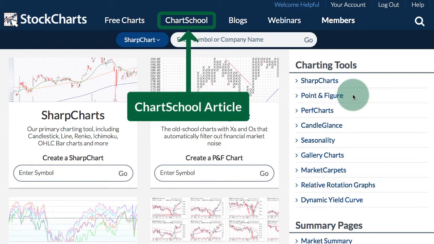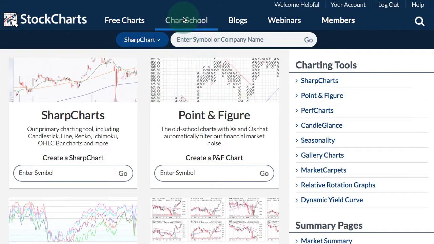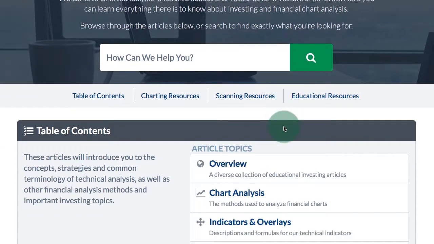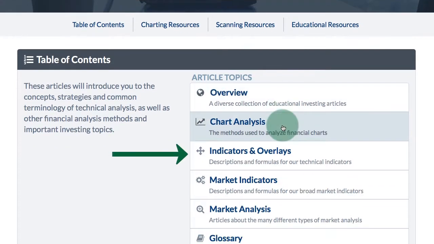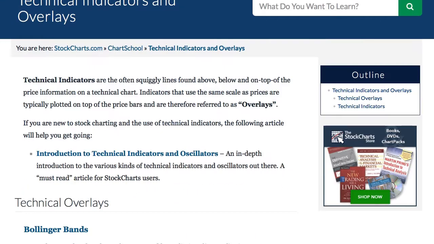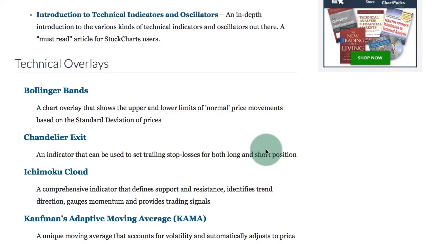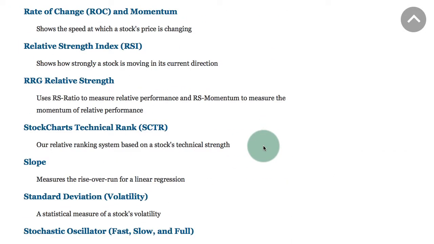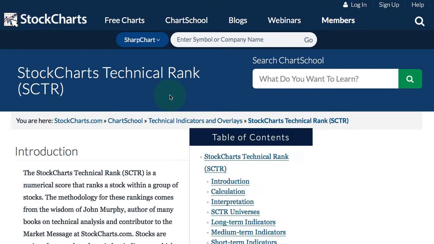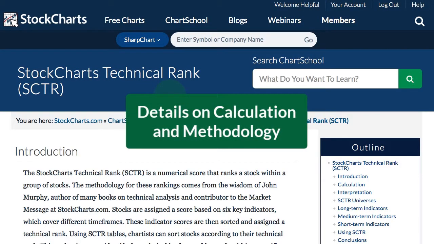Indicators and weightings. If you want to see some written documentation on scooters, the methodology and the indicators, you can find a very detailed article in our chart school. So you can see the link for the chart school up at the top. If you click on that link, you will be taken to the main page for the chart school. And I'm going to go to the indicators and overlays section, and that has all of the indicators that we have available on SharpCharts. And near the bottom, you will see the StockCharts Technical Rank. And if you click on that link, you will get a detailed article on how the StockCharts Technical Rank works.